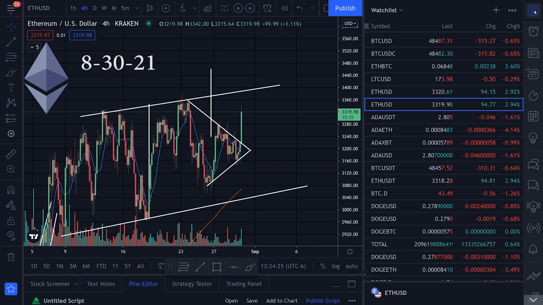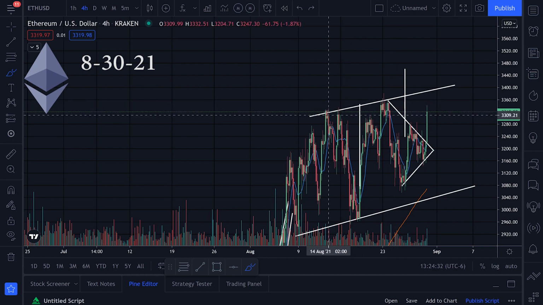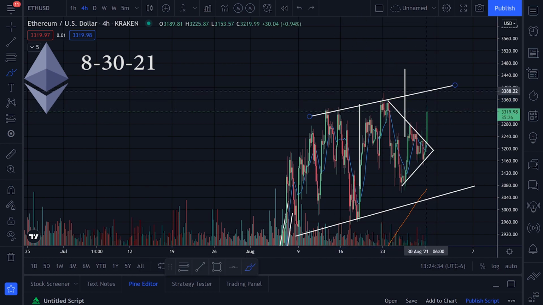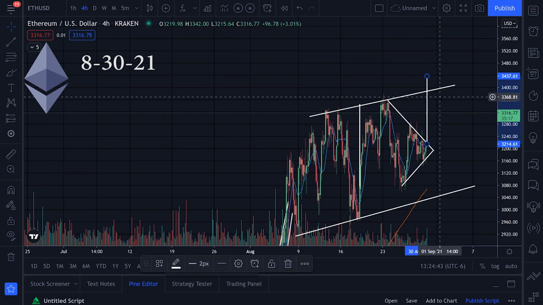All right, so if we bring it back to Ethereum, like I said, we're watching this previous resistance right there at around 33.48, and then we got this trend line right here. We're maybe looking at 33.88, and then we also have that triangle pattern target, something at around 34.37, something like that.